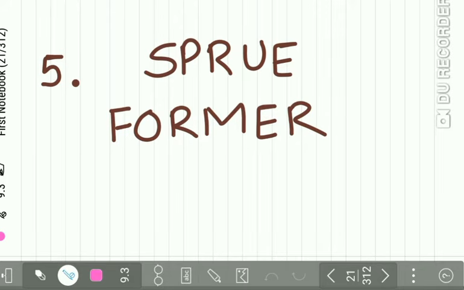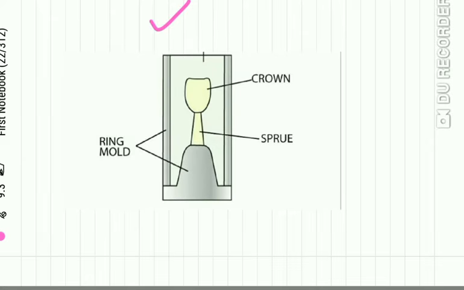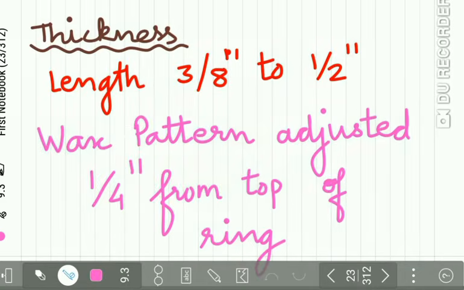The next step is the sprue former. Now, this is a diagrammatic representation of the casting ring. This is the casting ring, and this is the wax pattern. This one is the wax pattern in the shape of the tooth. Now, sprue is nothing but a sort of a pipeline which is attached to this wax pattern. This sprue has many roles to play. Let us study this sprue in detail.